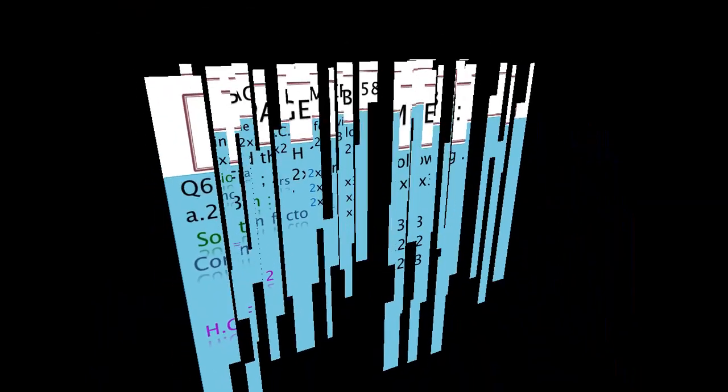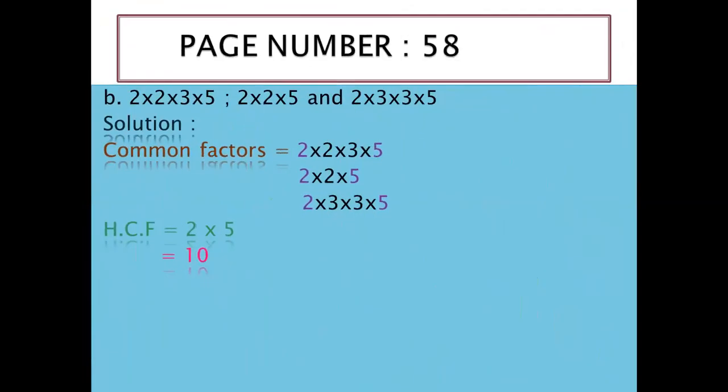B part and the last part of this question: 2 multiplied by 2 multiplied by 3 multiplied by 5, 2 multiplied by 2 multiplied by 5, and 2 multiplied by 3 multiplied by 3 multiplied by 5. The highlighted numbers are 2 and 5 only. 2 and 5, both numbers are common in these prime factors. So the HCF will be 2 multiplied by 5, which is 10.